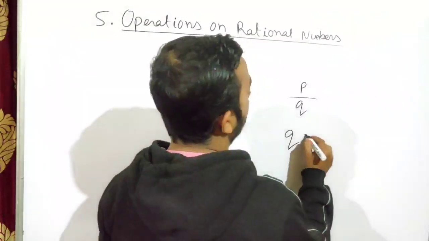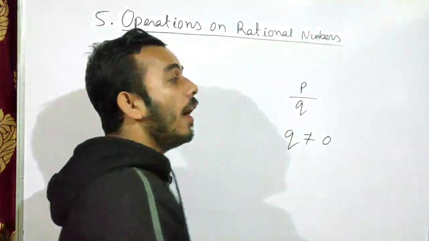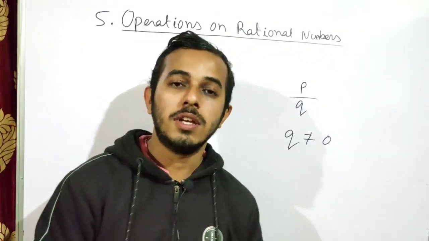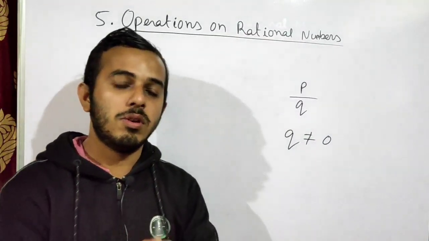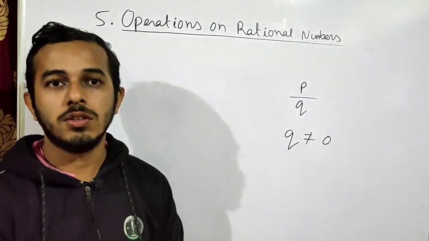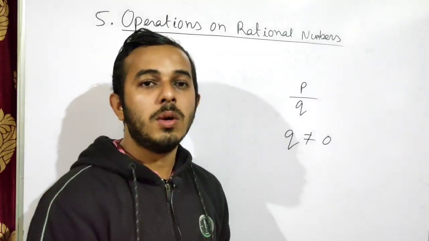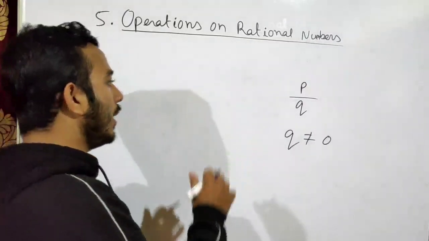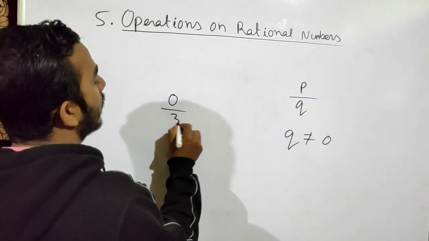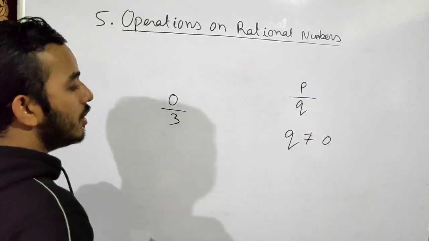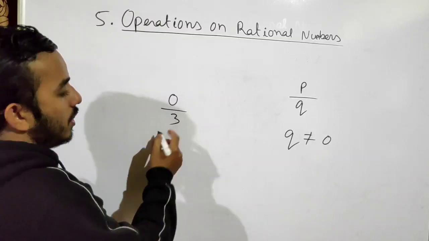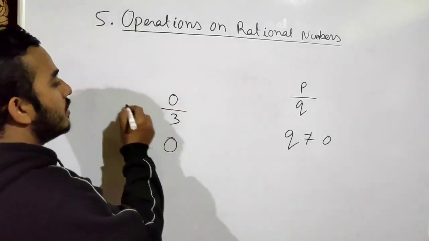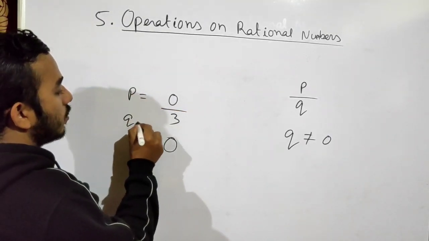Q not equal to 0. That means Q must not be 0. Q is in which place? In the denominator, isn't it? We will not find any number which has denominator 0. But P may be 0. For example, 0 by 3. Its value is what? If we divide 0 by 3, its result will be 0, isn't it? Now here P is 0, this is P and this is Q. Clear?